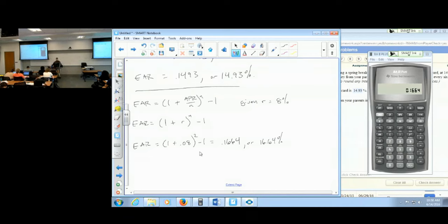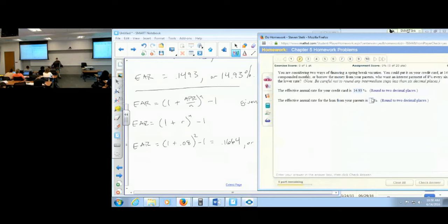Which is in the neighborhood of what I'd expect. If I just double it, if I just multiply it by 2, I get 16%, and I'm expecting something higher than 16%. So that smells right. Okay. All right, now which looks like the cheaper way to finance your spring break vacation? Credit card. At 15% is cheap. Relatively cheap.